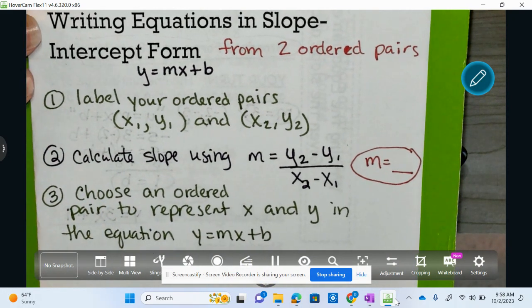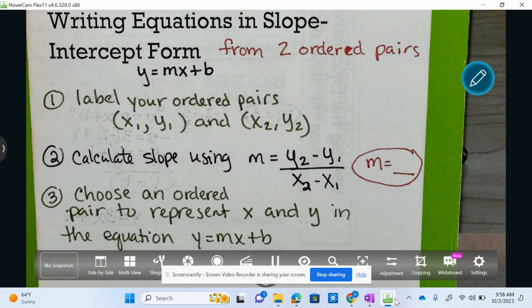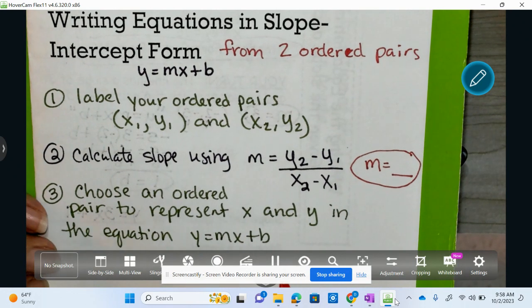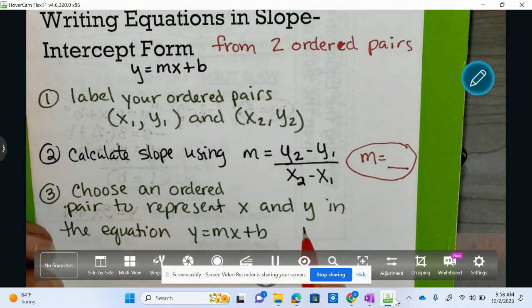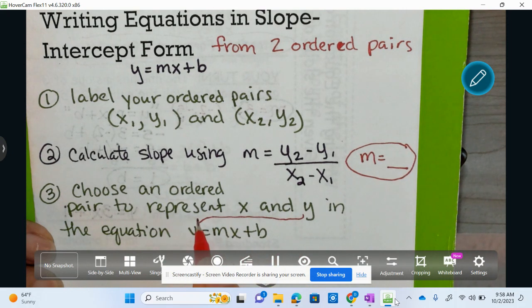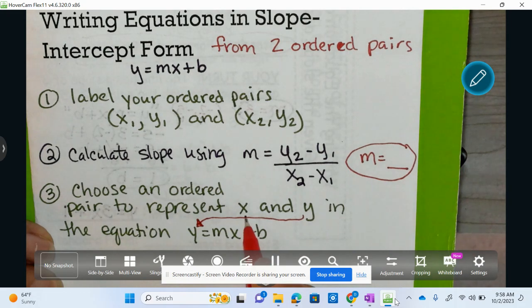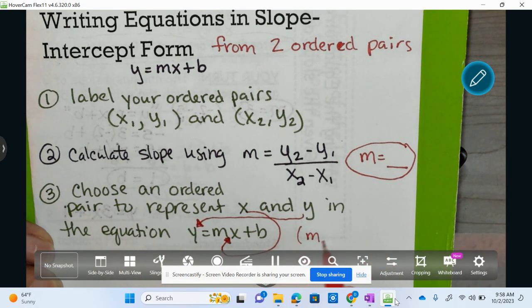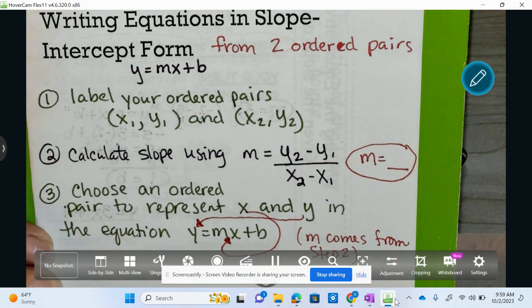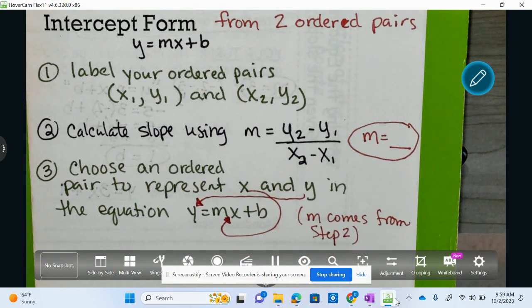You have to choose an ordered pair to represent x and y. So you choose your ordered pair, and whatever you get for your y value on that ordered pair, you plug it in here. You take your x value, right, and you plug that right there. And your m comes from what? Do you remember? M comes from step 2, right? Didn't we calculate slope in step 2?